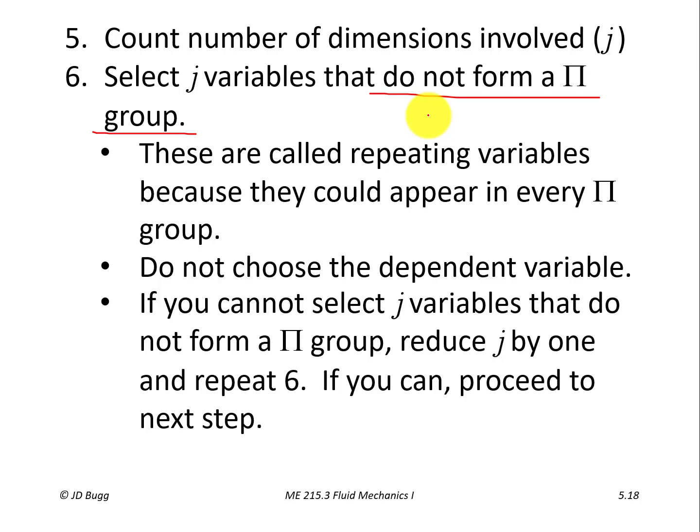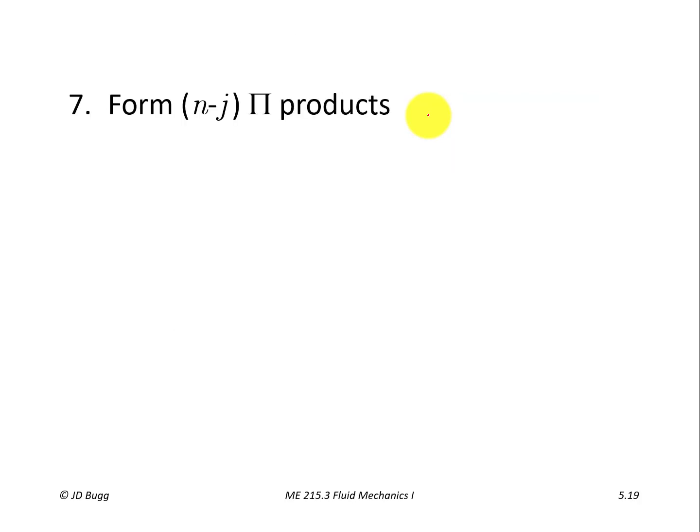So what is the next step? Well, the next step is to form the n minus j pi products. Now, I'm not going to list out the procedure of exactly how to do that here. That's much, much easier to show in the context of an example. But the important thing to realize here is the number of dimensionless groups that we can form is going to be n minus j. And again, we'll emphasize that when we do an example. So at step 7 here, we figure out how many dimensionless groups it is possible to form given the set of dependent and independent variables that we've identified.